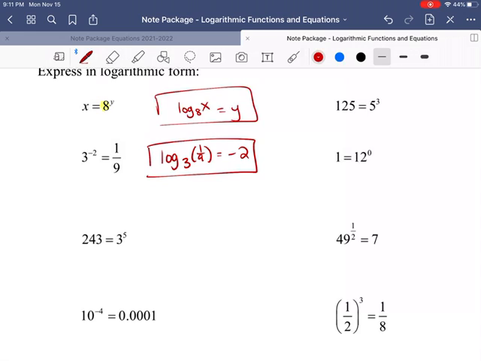243 equals 3 with an exponent 5. So the base is the lowercase part of the log, so you can start there. And then you swap the different parts, okay? So before we had the 3 with the 5. Now we have the 3 with the 243. And so that's going to equal 5.